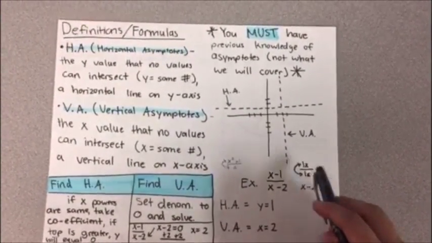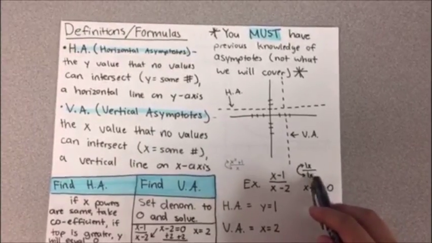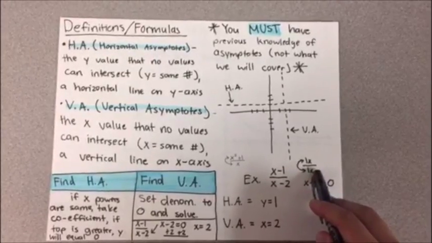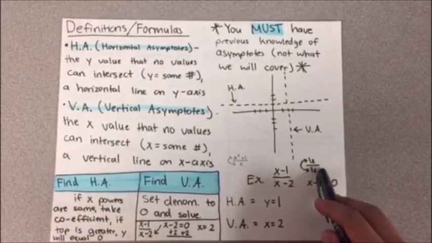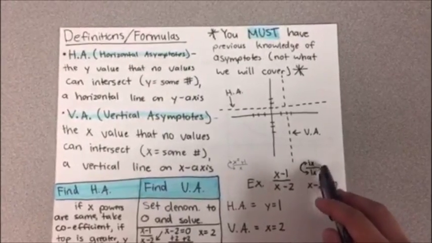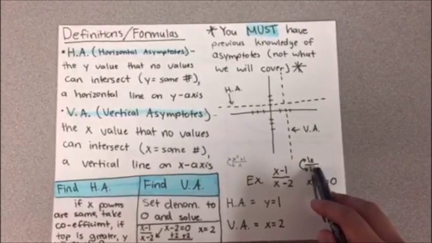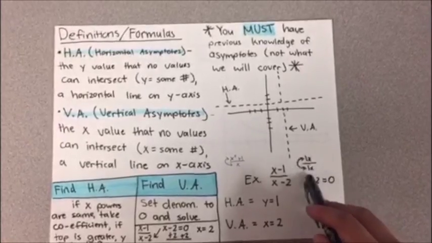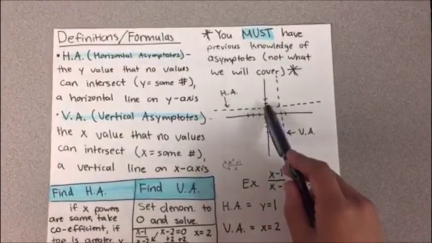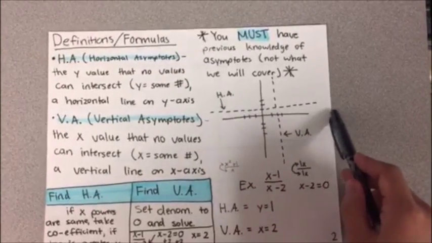If they have the same power, just look at the coefficients. So in this case, this is finding the horizontal asymptote, where if it's the same power, you just look at the coefficients. In this case both are 1, so it's 1 over 1, horizontal asymptote equals 1. So it'll cross on the 1 here, and this is where you draw the line.